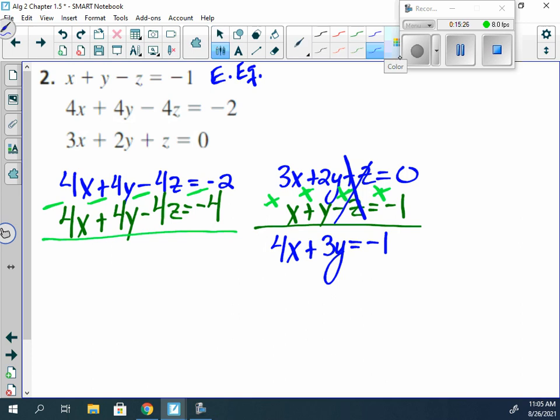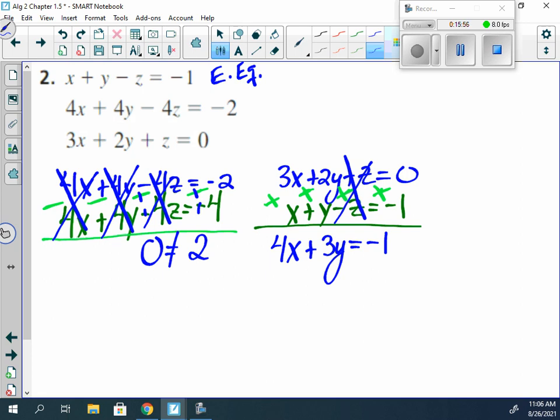We're going to have a lot of things canceling out because 4x minus 4x is 0, 4y minus 4y is 0, 4z minus negative 4z, or negative 4z plus 4z is 0. Negative and negative make a positive. Well, negative 2 plus 4 is 2. So we get 0 equals 2, no solution.